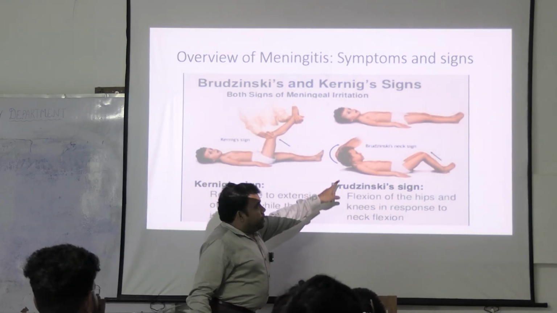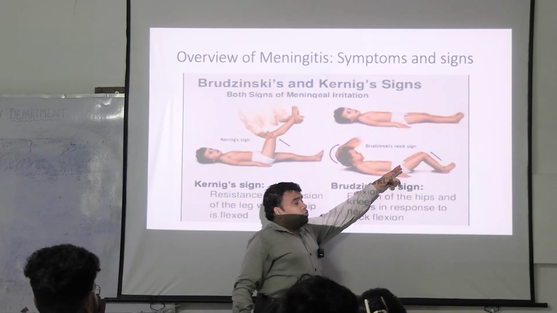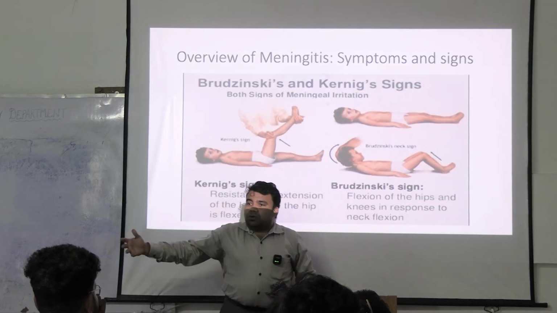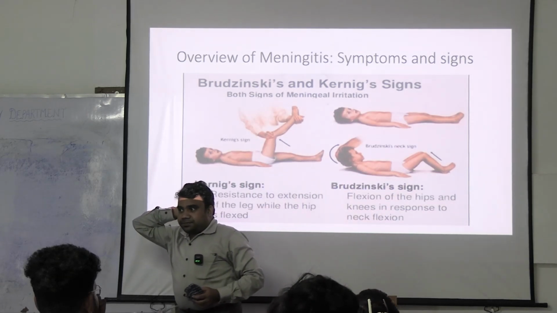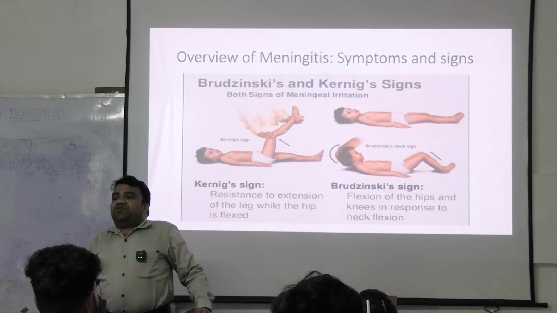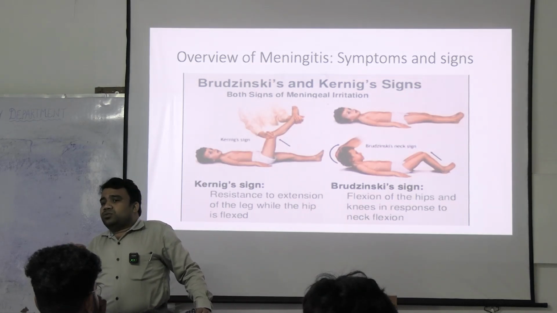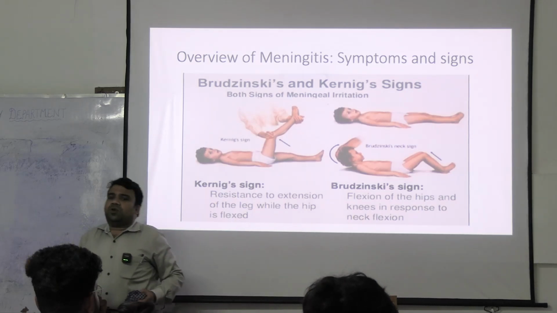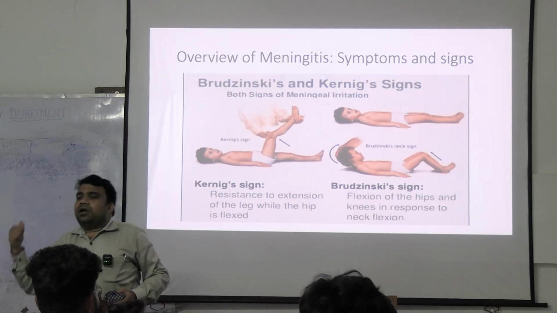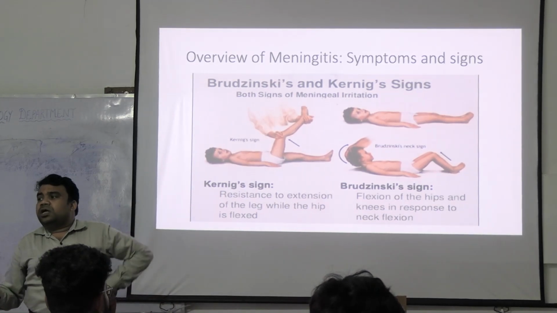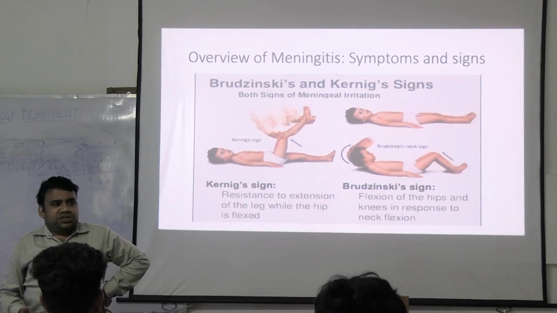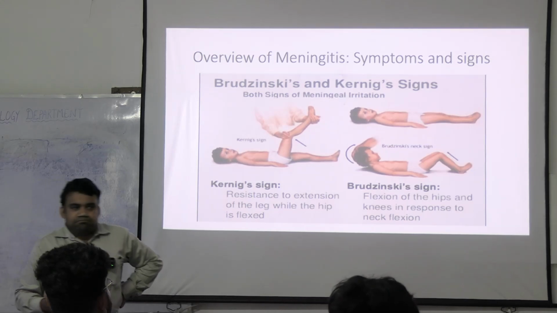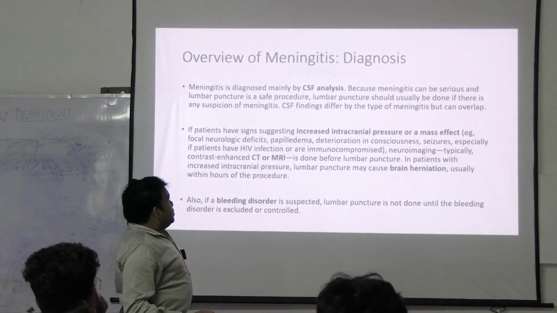Similarly, in the supine position, we flex both the knees and the hips, and then we try to flex the neck of the patient. If we find resistance, we call it as Brudzinski's sign positive. So these are the signs of meningitis. Okay. So clinically what we'll see, first the patient will present with fever, headache, and headache may be associated with nausea, vomiting, this kind of manifestation. Severely infected patient may also present in a delirious or comatose state. On examination we can find these neural symptoms.